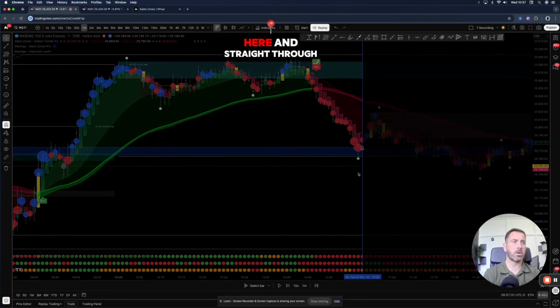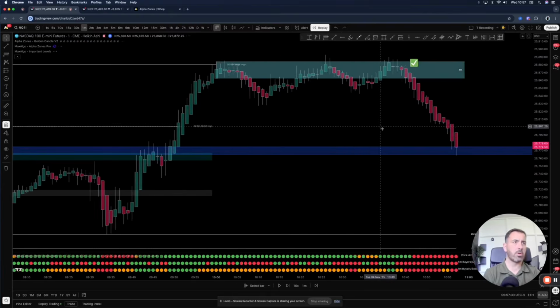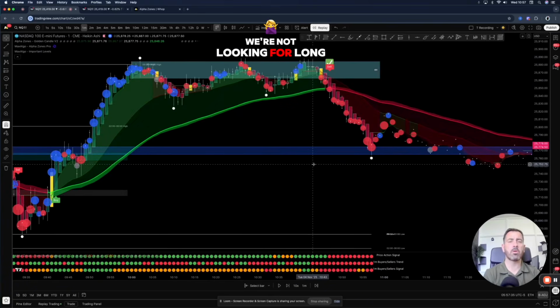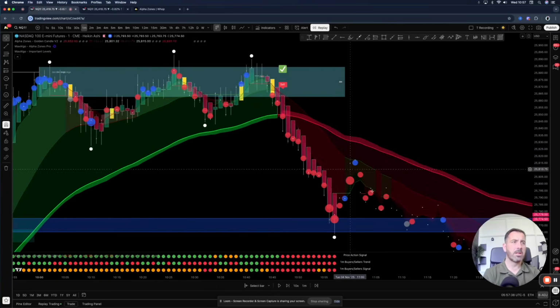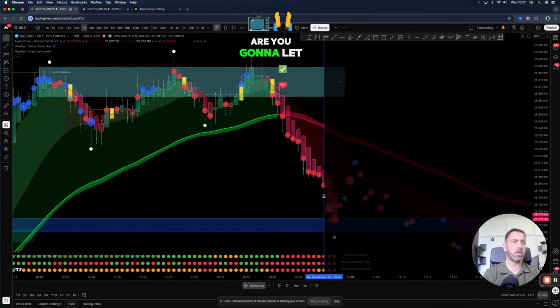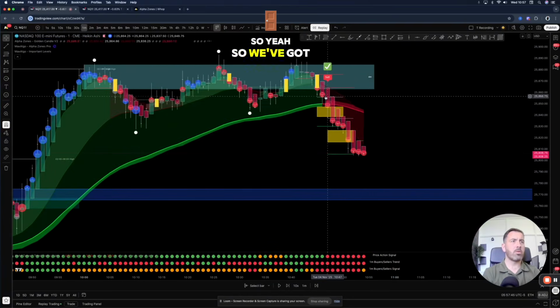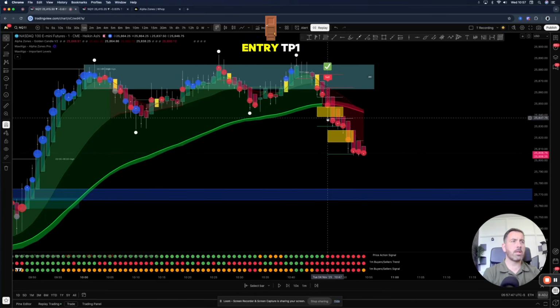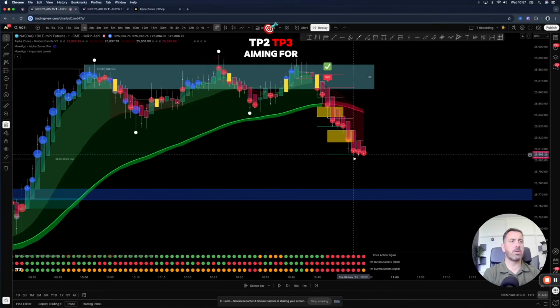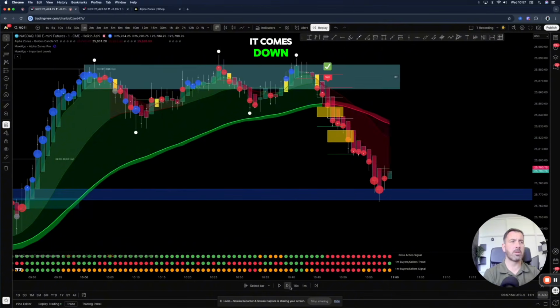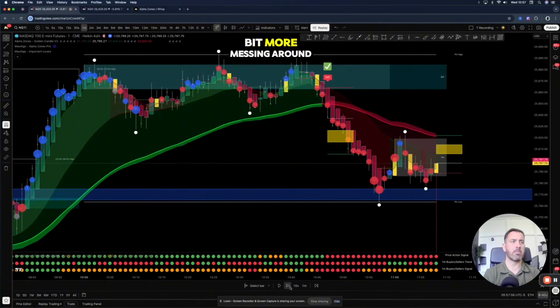So let's just go here and straight through. We're looking for these quick moves. We're not looking for long meandering trades. Are you going to show me the trade setup? That might help. So we've got entry, TP1, TP2, TP3, aiming for the Q, and that is exactly what it does. It comes down, taps the Q, and then has a little bit more messing around.